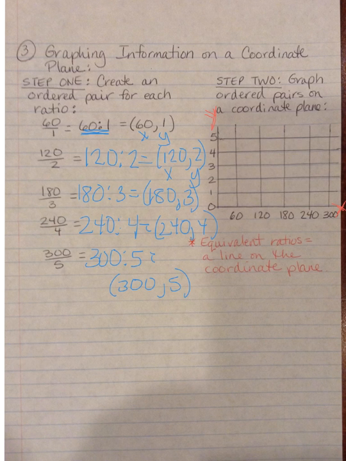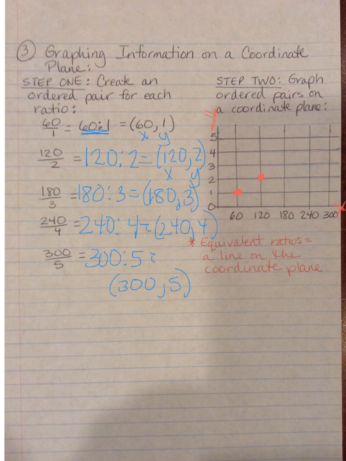Okay, so I'm going to graph those, and the way I do that is I go across for my x-axis and I go up for my y-axis, and wherever those meet is where I graph or I write my dot. So the first one is 60, 1. So I go across to 60 and up to 1, and the point where they meet is where I graph. So that's 60, 1. Then for the next one, it's 120, 2. So I go across 120 and up 2, and where those lines intersect is where I graph.